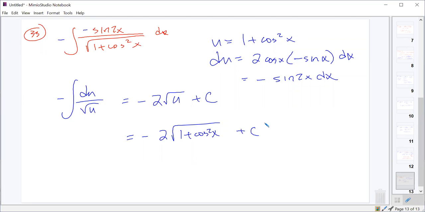Which, oh, now I'm looking at the wrong problem, which is choice A. I was looking at number 30. I was like, that's not the answer choices. That's choice A for 33. Any questions there on 33?